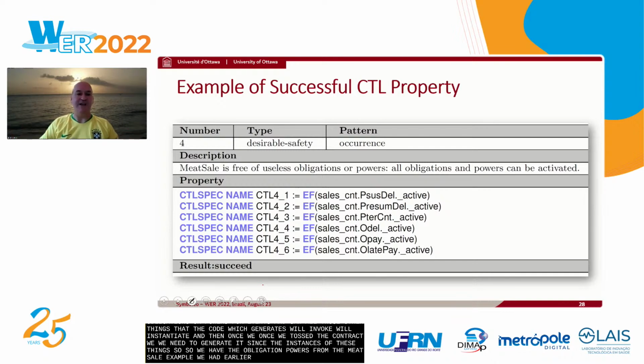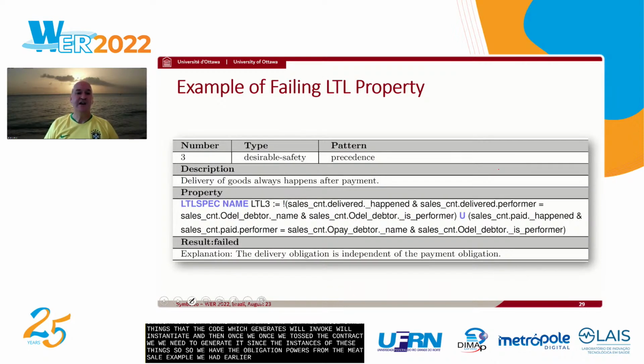But we can specify sets of properties. For example, making sure that everything is reachable, so all obligations and powers can be activated at some point in the future. This is an example of a failing property. The property wants to ensure that the delivery of the goods always happens after the payment, and this is not supported by that specification.